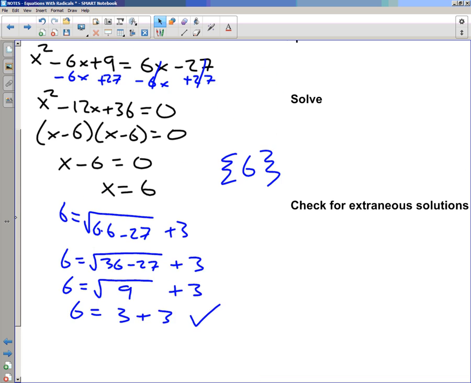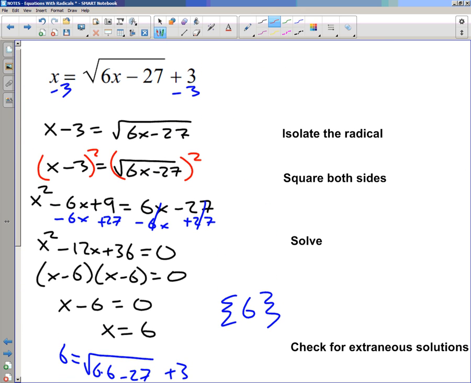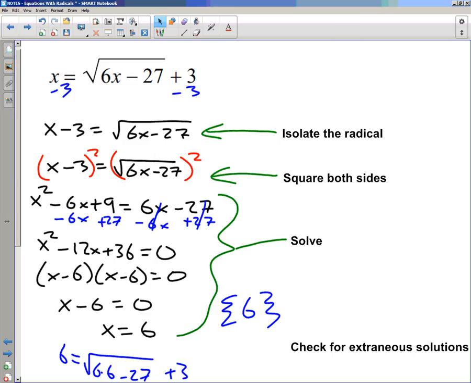Okay, let's look back to this problem because this one was kind of a big one. First thing we did was we isolated the radical. We got that radical by itself here. Second thing we did was square both sides. That got rid of our radical for us. We had to do some work to solve our equation, including some factoring. And we made sure at the end to check that our solution was not an extraneous solution. Our solution checked out, so we kept it.